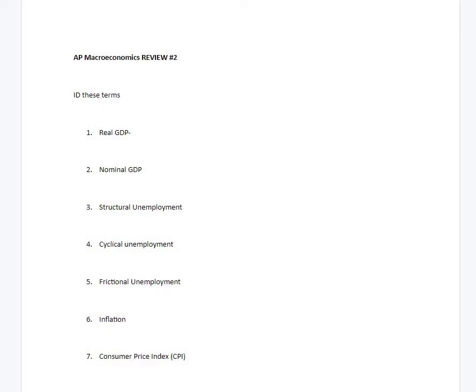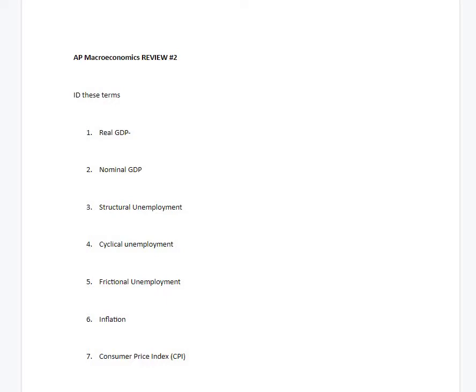So let's get started here. When we're talking about identifying these terms, just understanding what they are, remember, real GDP and nominal GDP are interrelated. You also need to check out the formula sheet that I uploaded into the course materials section of Google Classroom for you. So be on the lookout for that.